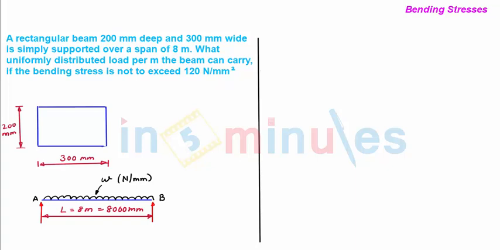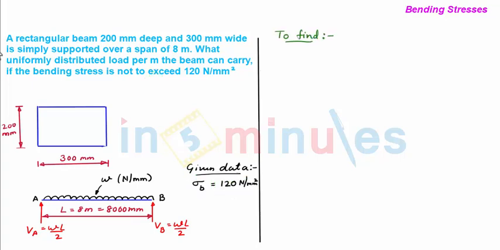So let's solve the problem. First we denote the support reactions of this simply supported beam. For this beam which is loaded symmetrically, the vertical support reactions at points A and B will be given as WL by 2 and WL by 2 respectively, where L is the span of the beam equal to 8 meter or 8000 mm, which is given in the problem. So we note down the given data, which is maximum bending stress not to exceed 120 Newton per mm square, and in the problem we have to find the intensity of uniformly distributed load W.